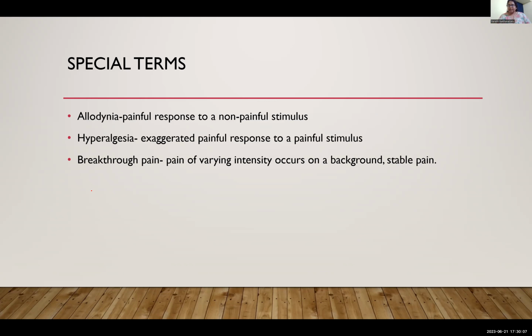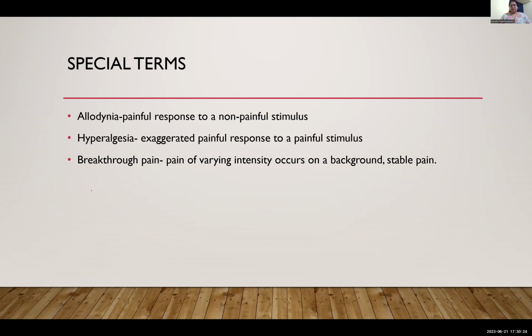But suddenly, the pain may go up to 8 or 9. So that's called breakthrough pain. A sudden pain of varying intensity occurs on top of a background pain. So this is called breakthrough pain.